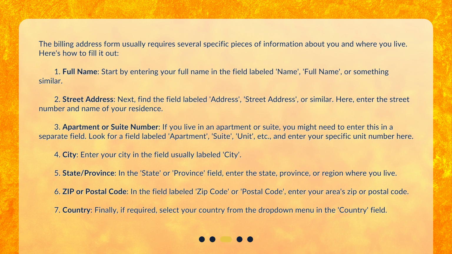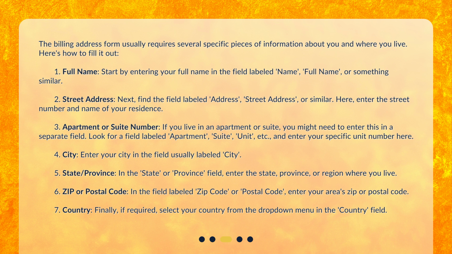3. Apartment or suite number. If you live in an apartment or suite, you might need to enter this in a separate field. Look for a field labeled Apartment, Suite, Unit, etc., and enter your specific unit number here. 4. City. Enter your city in the field usually labeled City.